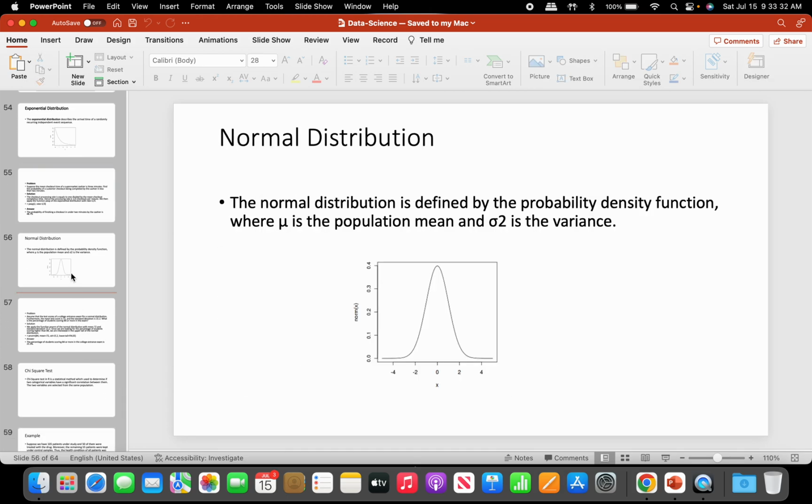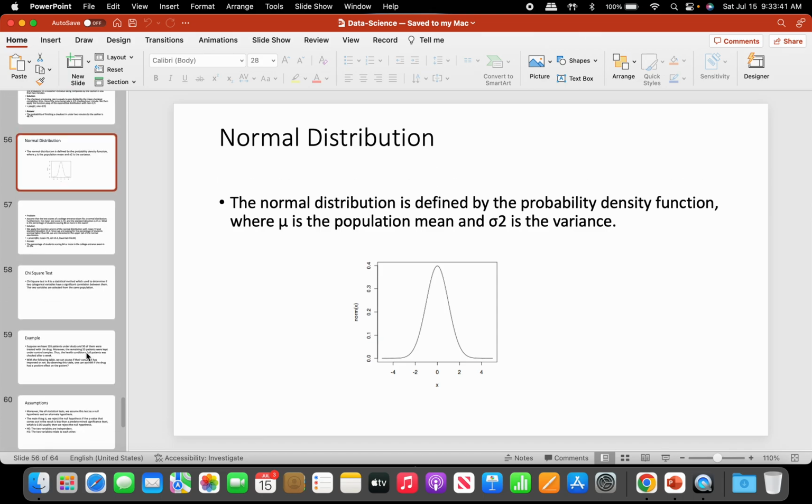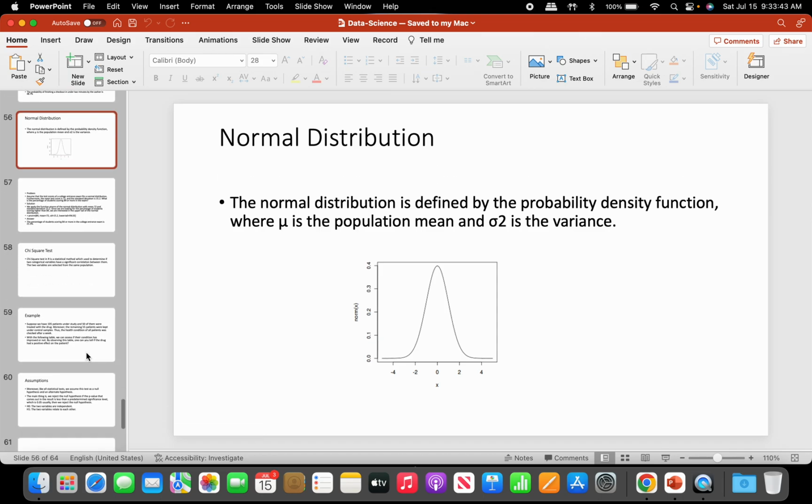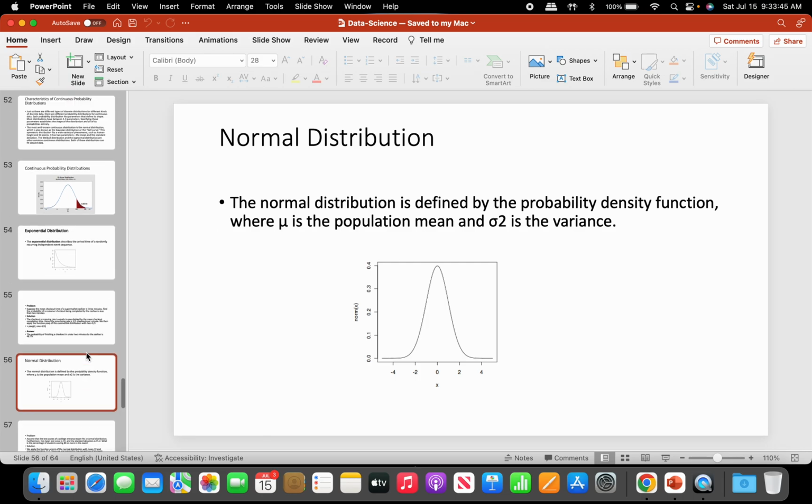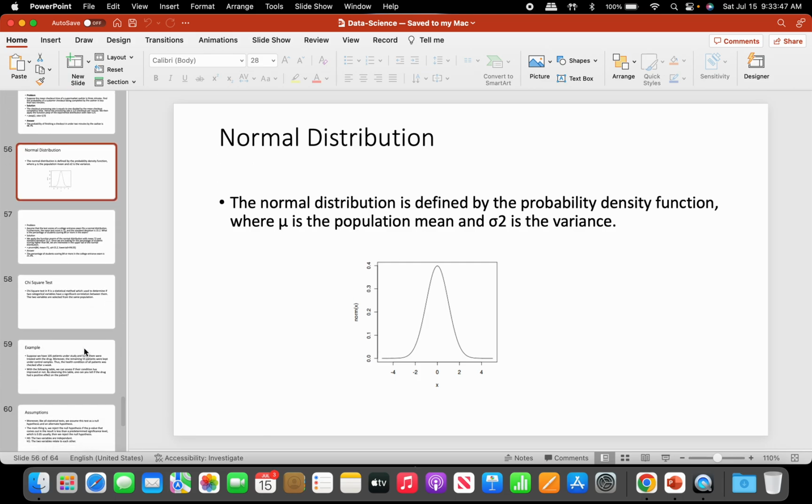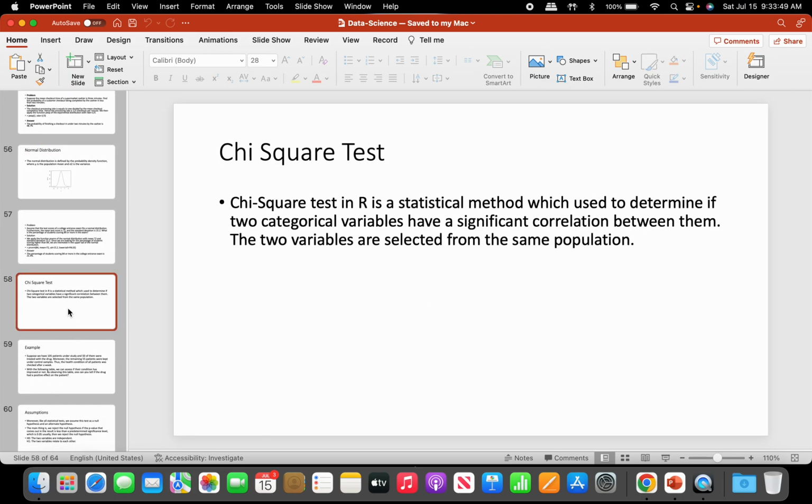Then the next is the normal distribution, which we all know is just a bell-shaped curve, with mean, mode, median at the center, and one standard deviation. That is again an example of continuous distributions. The last test is the chi-square test.